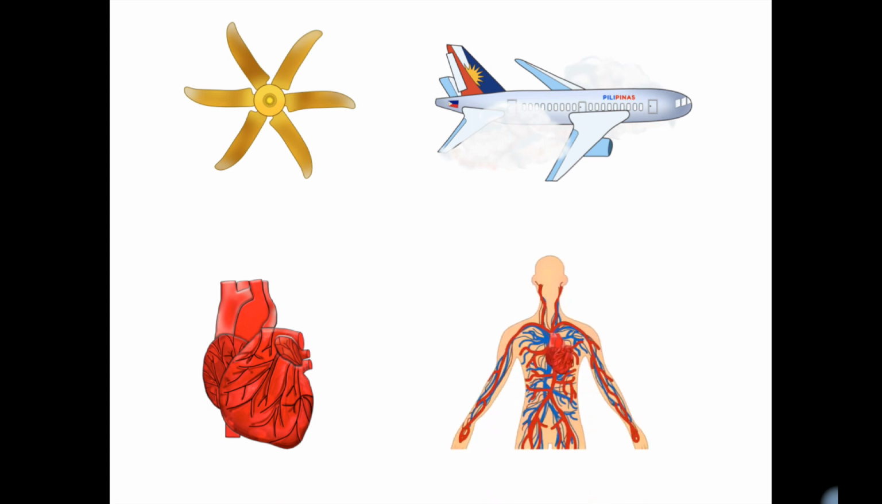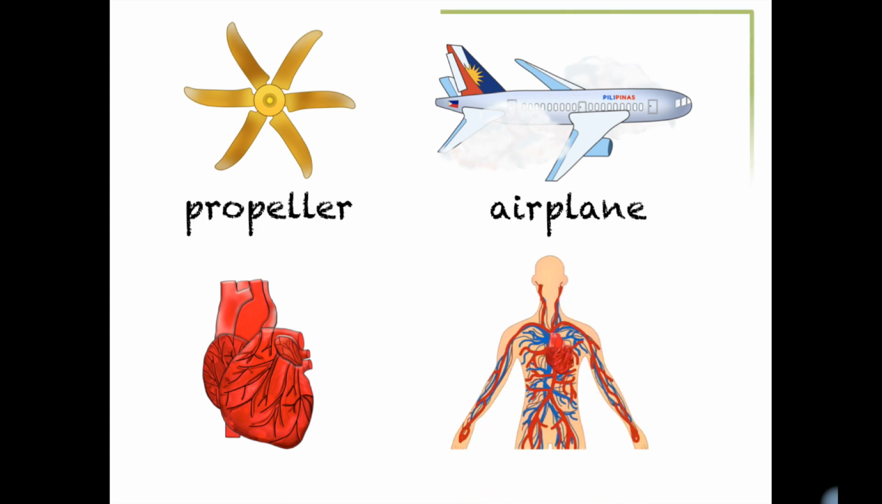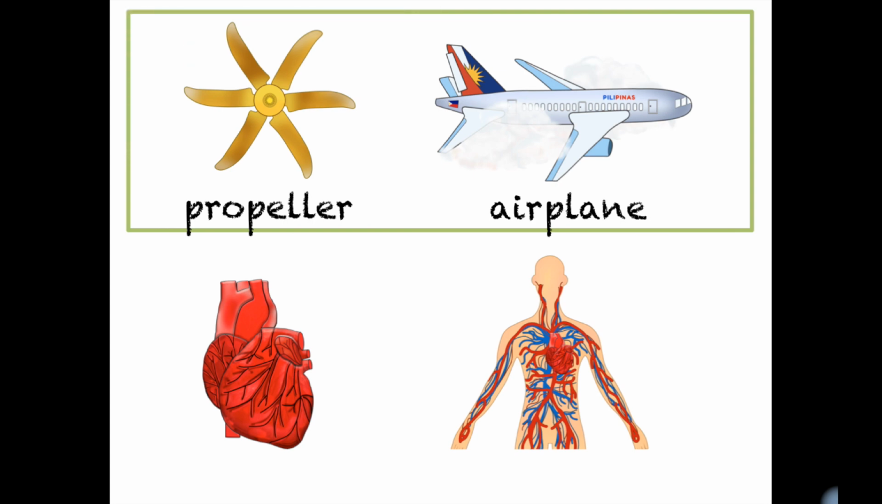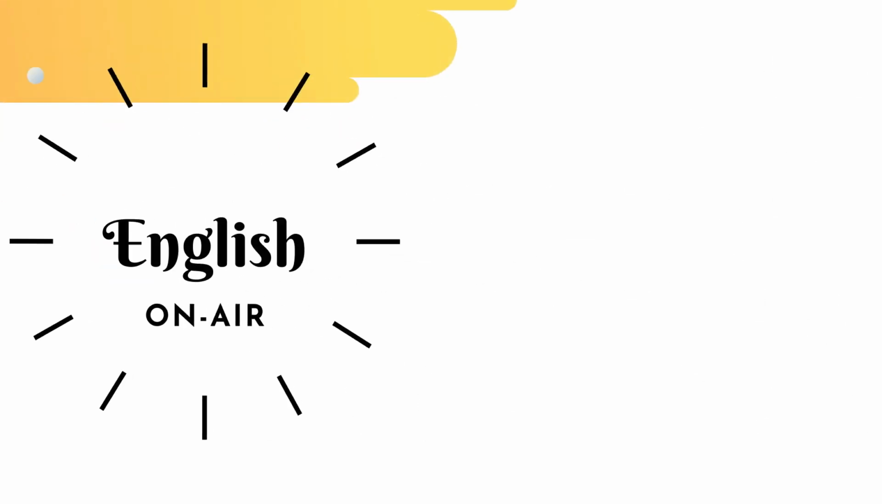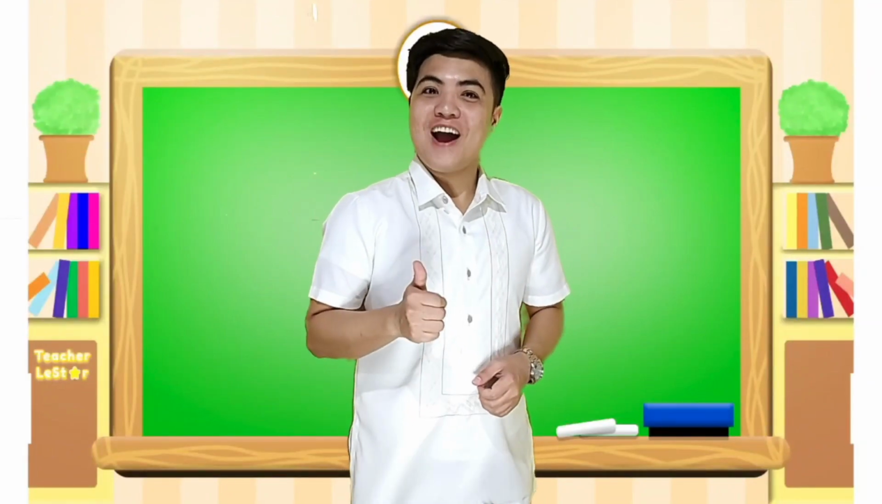Here they are. The first pair consists of a propeller and an airplane, while the second pair is comprised of a heart and the circulatory system. Propeller is to airplane as heart is to circulatory system. Take note that the first words are a part of a whole which is represented by the second word and phrase. An airplane won't work without its propeller, the same way the circulatory system won't function without the heart. I'm sure you got this right.